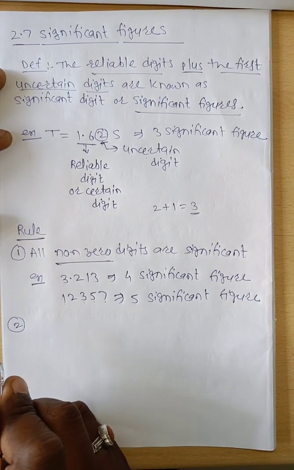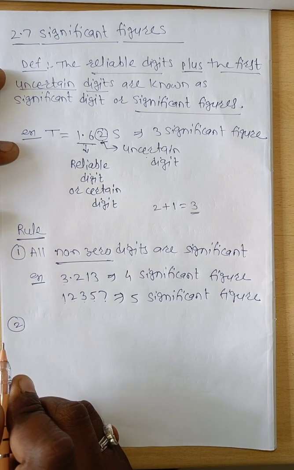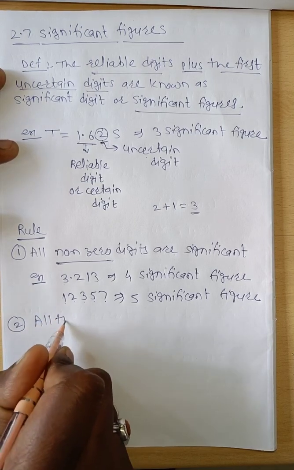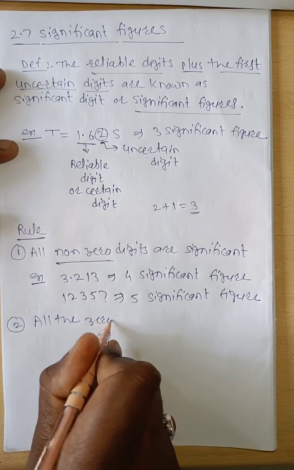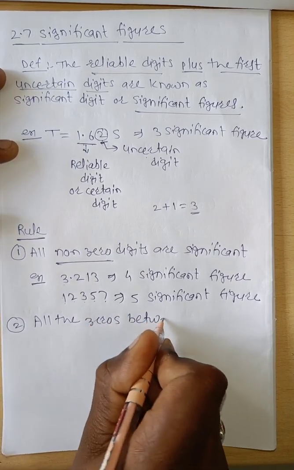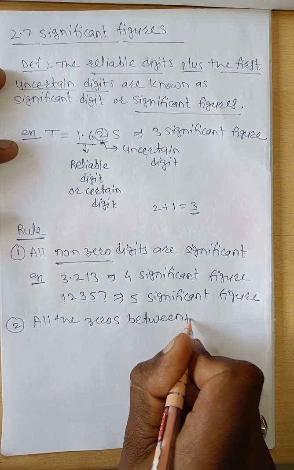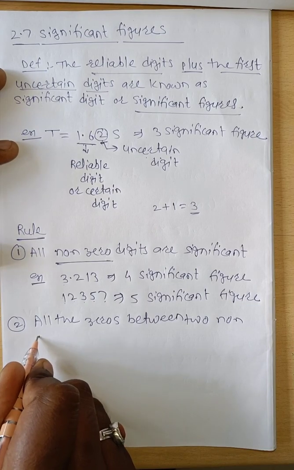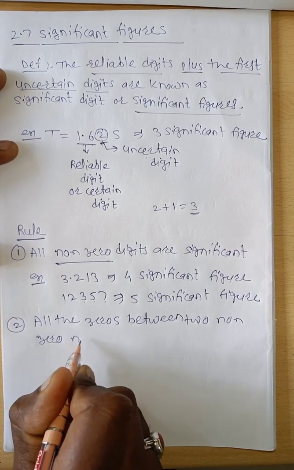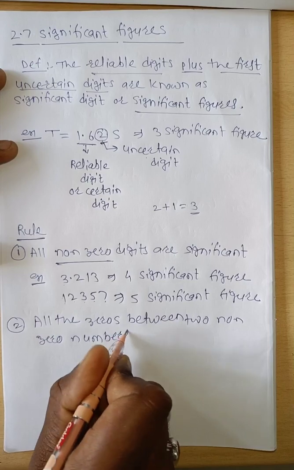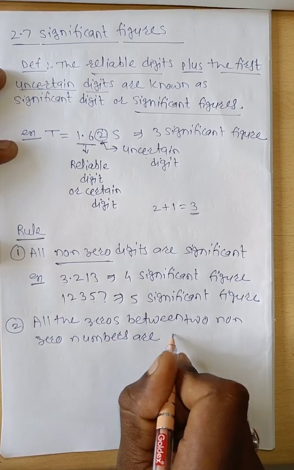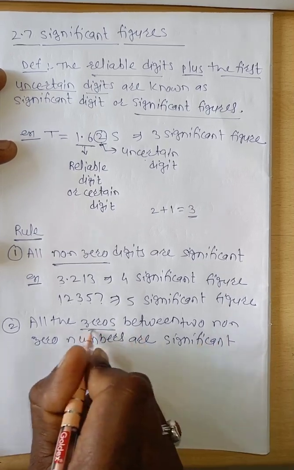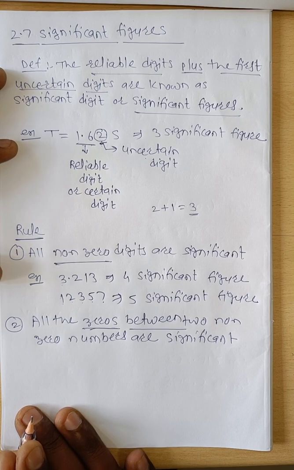Now the second rule: all the zeros between two non-zero digits are significant. All the zeros between two non-zero numbers are significant.